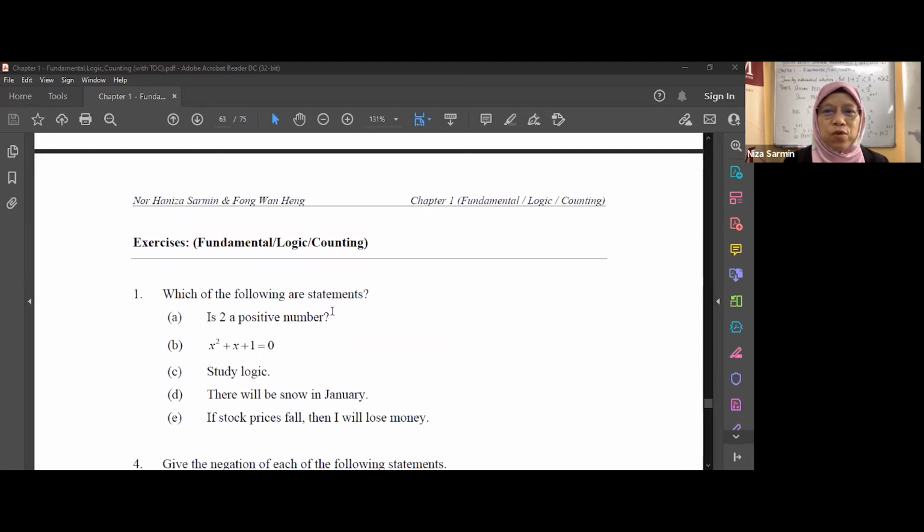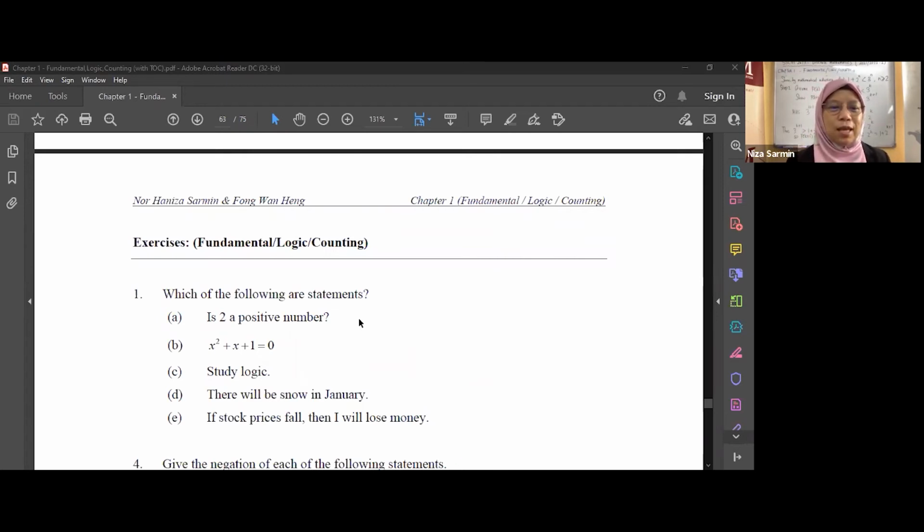Alright. Which of the following are statements? Meaning whether there is a truth value or not. Okay, if you know the truth value, then the answer is yes. If there is no truth value, then the answer is no. All right. It is okay if you cannot answer any question, I will help. But let's learn together, yeah, Alia?